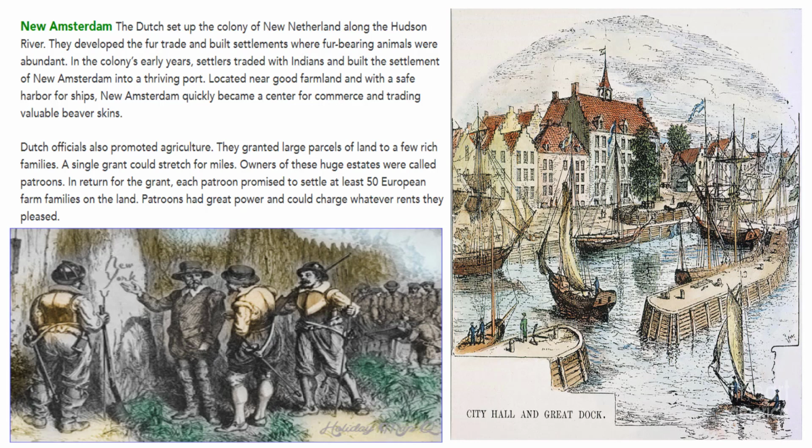Question number 6. Summarize how the Dutch used patroons to help settle the New Netherland colony. Well, the way they did that was the government officials would offer large pieces of land to a few of the rich families. And the promise was, in return for getting that land, each of the patroons would say, hey, I will get at least 50 European farm families on this land. And then the patroons could charge whatever rent they wanted to the people that lived there. So it was kind of a you scratch my back and I'll scratch yours kind of deal.